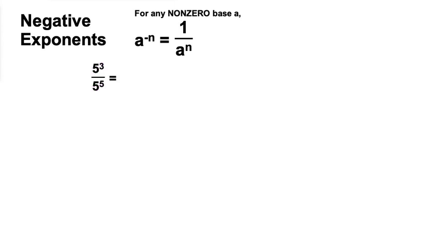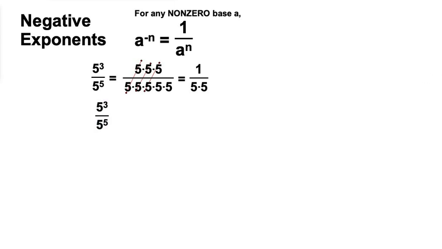Actually, I guess this is more like a derivation. I've got 5 to the third power divided by 5 to the fifth power. If I were to expand this, you can see what happens here. I can divide out the 5s. I'm left with 1 in the numerator and 5 squared in the denominator. And that's going to give me 1 over 25.